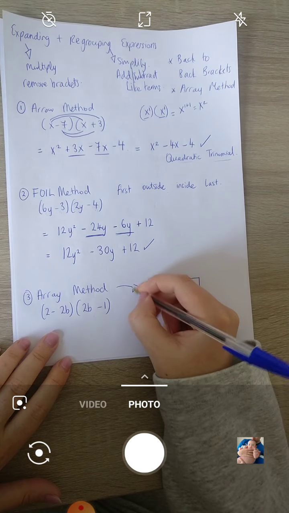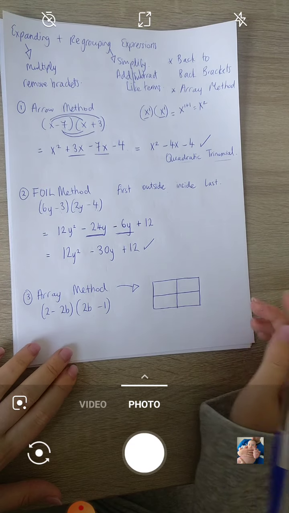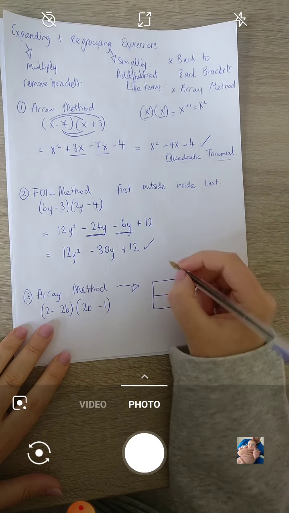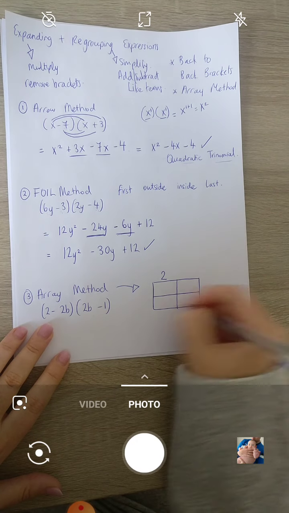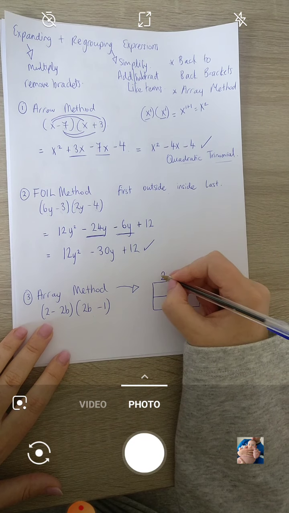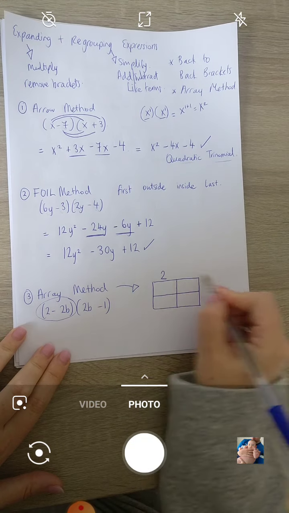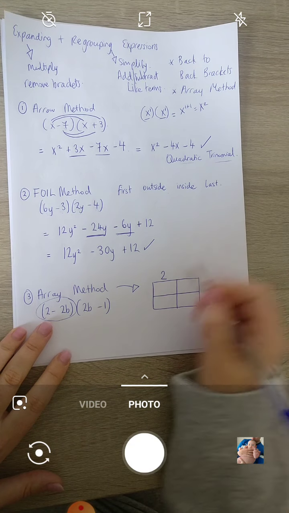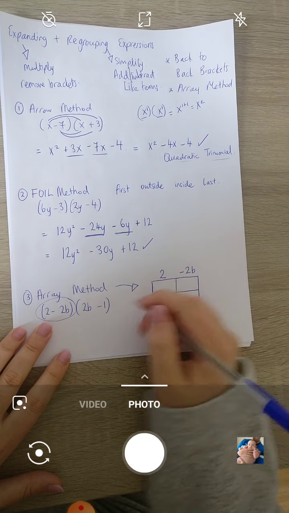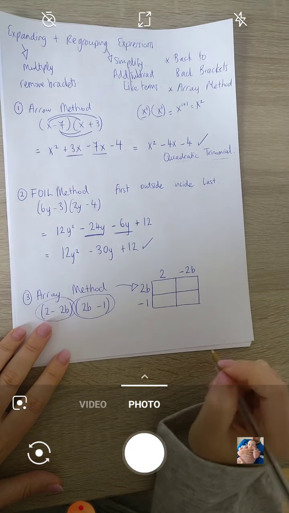This one, as I said, is a little bit more visual. It's called the array method. Probably haven't seen it before. It's quite recent, but what you do is you draw a rectangular box divided into 4, and you divide out the terms. So here on the top, we're going to write this full expression across the top. We're going to divide it into 2. So we have 2 minus 2b, and here we're going to write 2b minus 1.